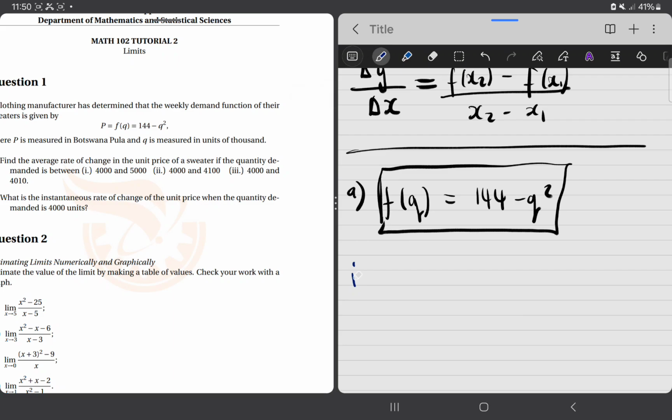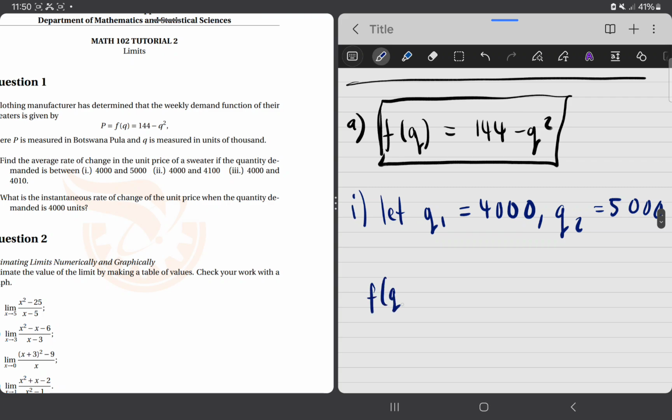So I'm going to say part I. We are doing part I. You'd say let q1 be equal to 4,000, and q2 be equal to 5,000. Now f of q1 will be equal to 144 minus q1 squared, wherever there's q, I'm putting q1. My q1 is 4,000, so f is equal to 144 minus 4,000, all squared.